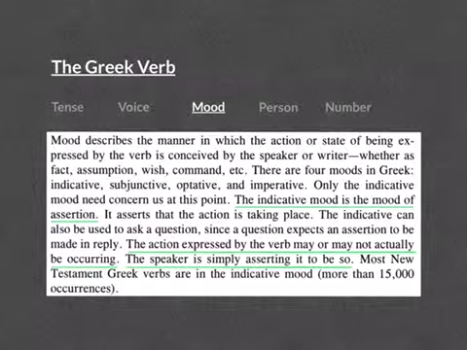By the way, this is a very important mood to understand because the majority of the verbs in the New Testament are in the indicative mood. Everyone good to go?